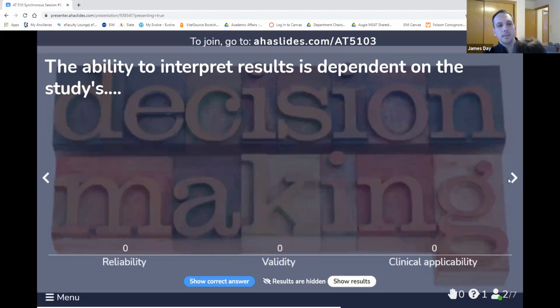The ability to interpret results is dependent on the study's what?